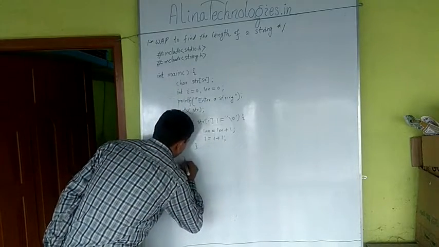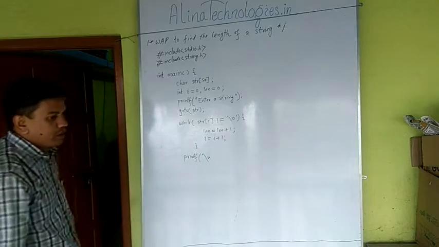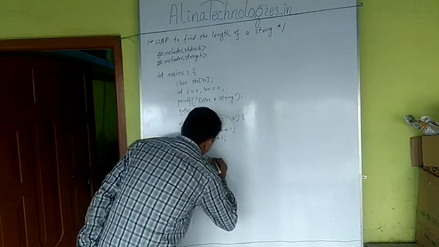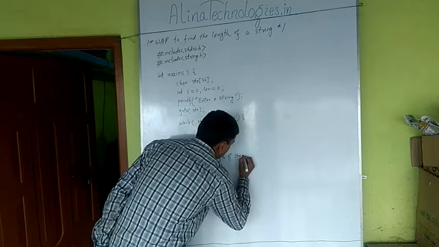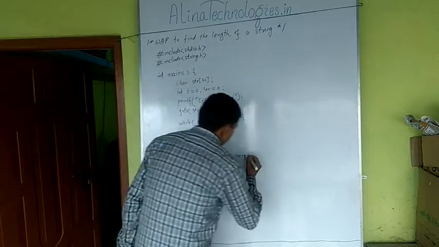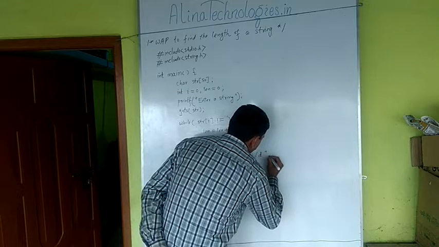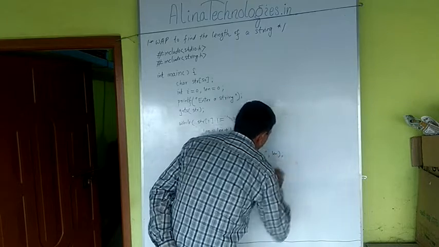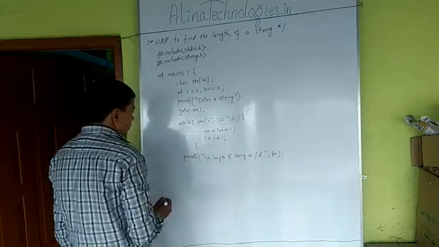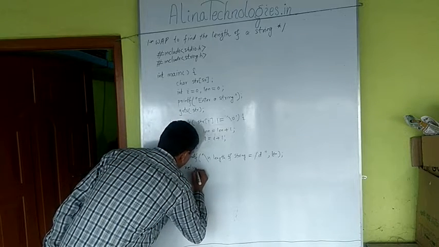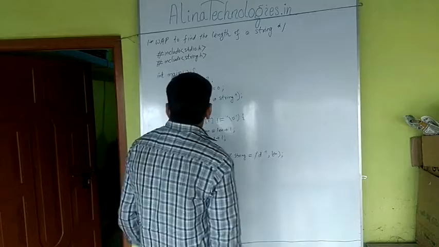At last, backslash n will represent the new line character. printf length of string equal to percentage d, len. Now we want to try to understand the output.